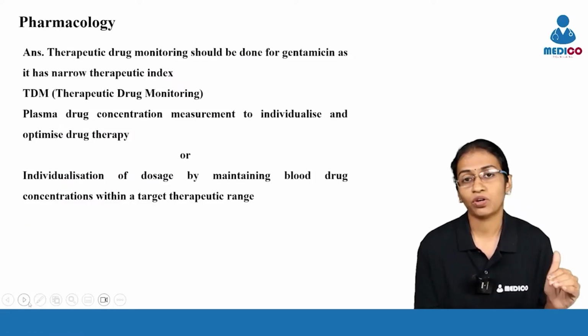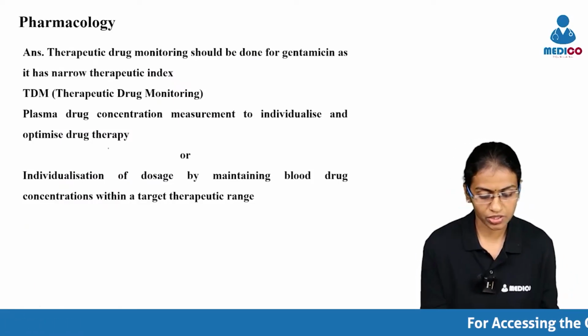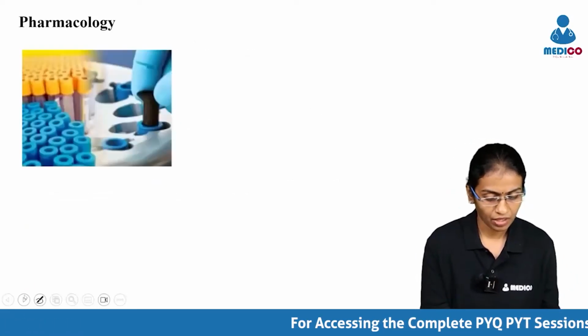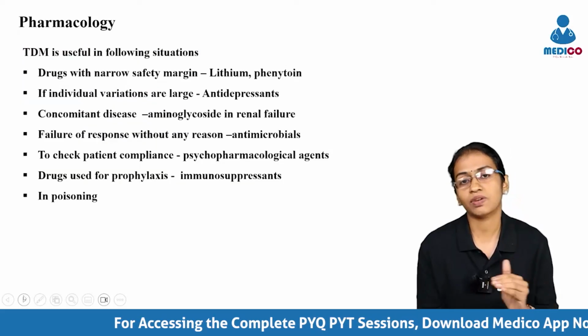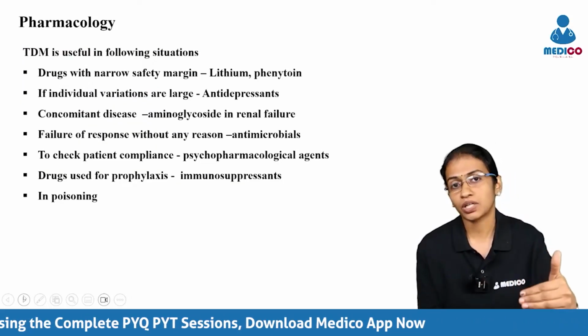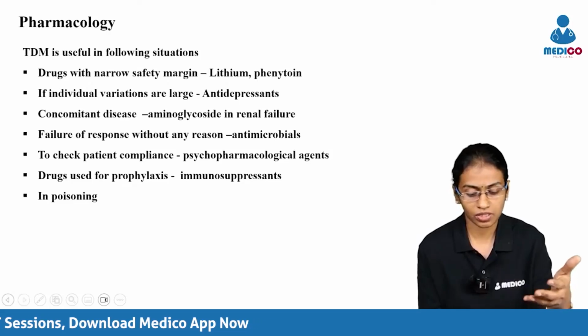Okay, so this we have already covered. It's a plasma drug concentration to optimize the drug therapy. Which are the situations where we use this? Drugs with narrow safety margin like lithium, digoxin, aminoglycosides.